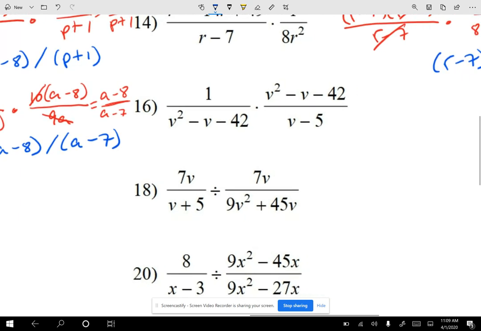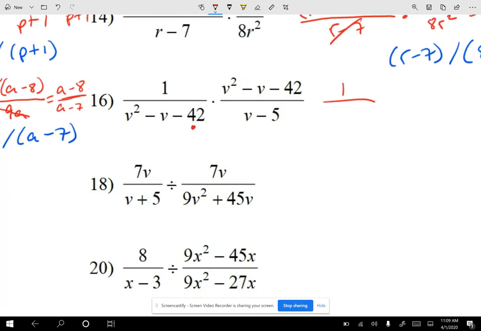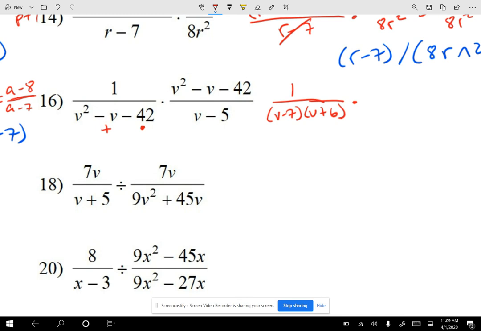Now let's take a look at question number 16. The top is just a 1, nothing I can do. Now the bottom, remember two numbers that multiplied equals negative 42, but when I add them is equal to negative 1. I'm thinking v minus 7, v plus 6. My second fraction multiplied equals negative 42, added equals negative 1. So I'm going to have v minus 7, v plus 6 over v minus 5.